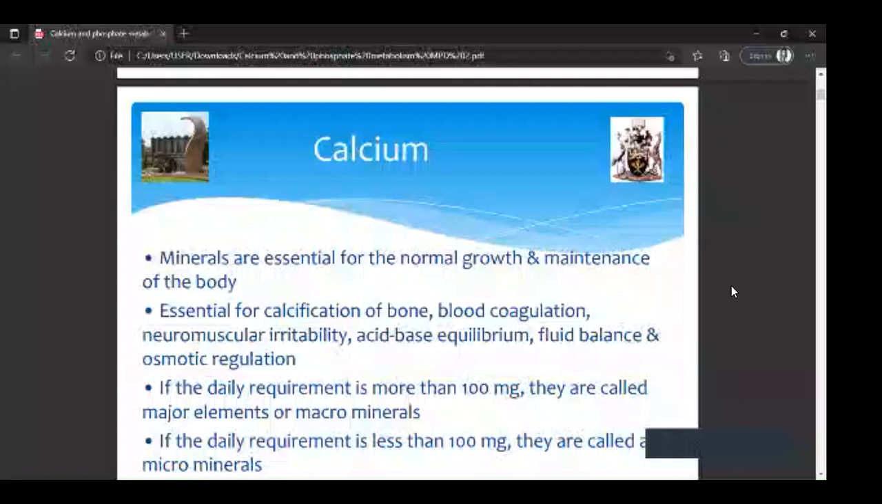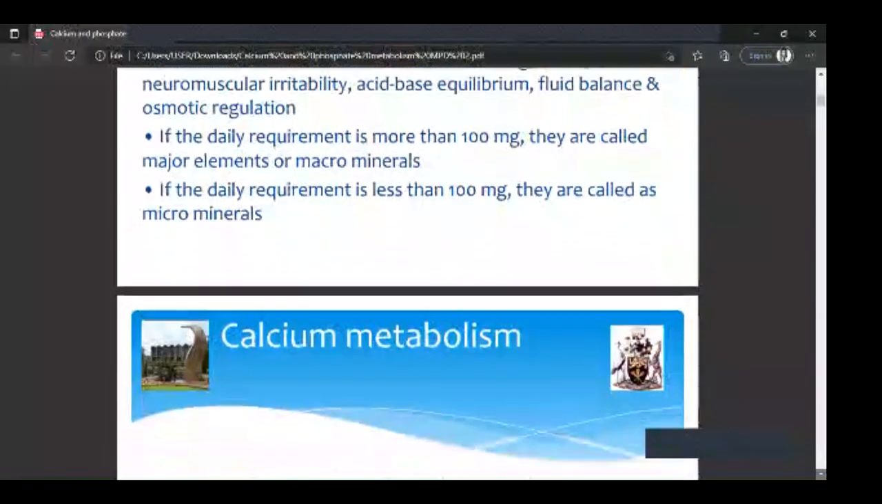It's also important in maintaining acid-base equilibrium. If you've done renal physiology, or if you're going to do renal physiology, you realize this to be important. Also in maintaining fluid balance and osmotic regulation. So usually we say that calcium is a macronutrient because its daily requirement exceeds 100 milligrams. And if any other mineral has a daily requirement that is less than 100 milligrams, then it is classified as a micronutrient. So calcium is classified as a macronutrient.